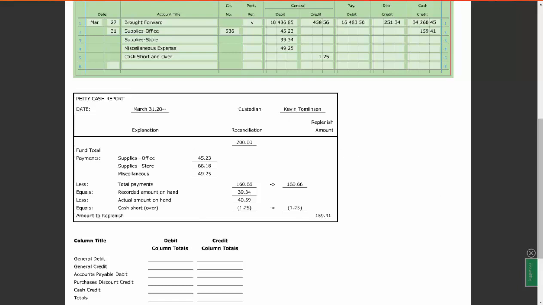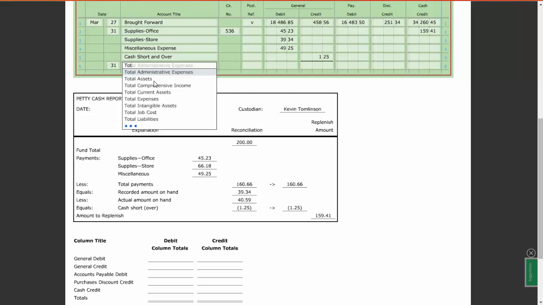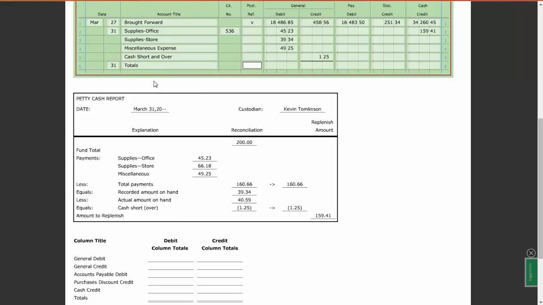Now, the next thing that we have to do for this assignment is go through and total and prove. How many days are in March? 31. So I have to go through and put 31 here. And am I going to write total or totals? Totals, because there's more than one number. Then I need to go through and add up my debit amount column, my credit, general credit. I could do accounts payable, debit without a calculator.